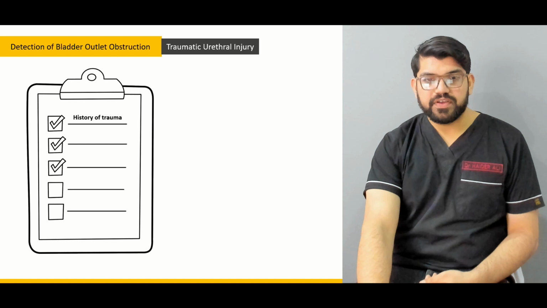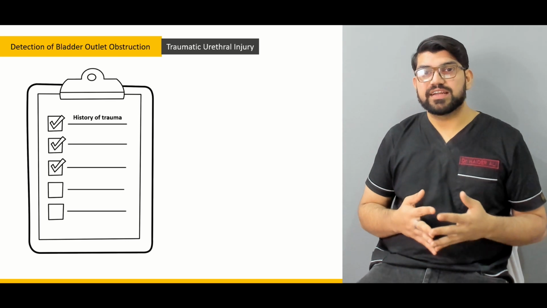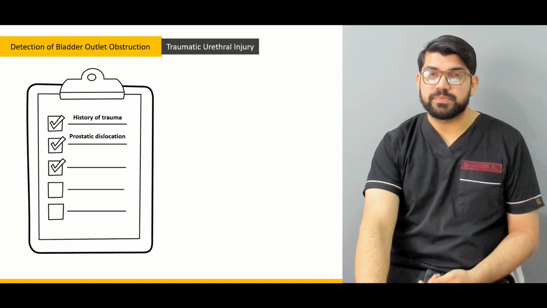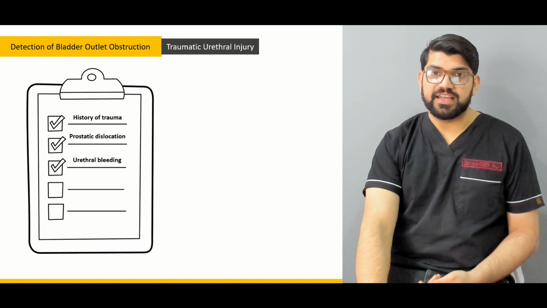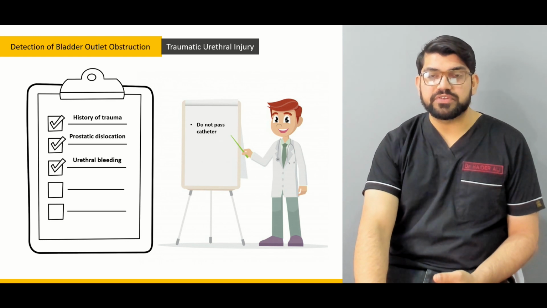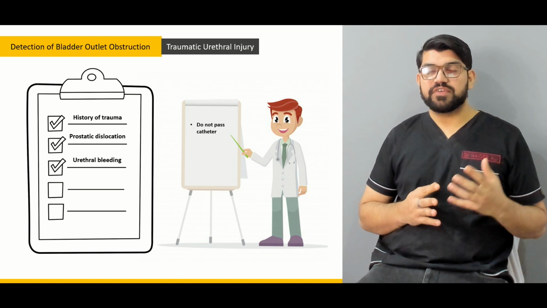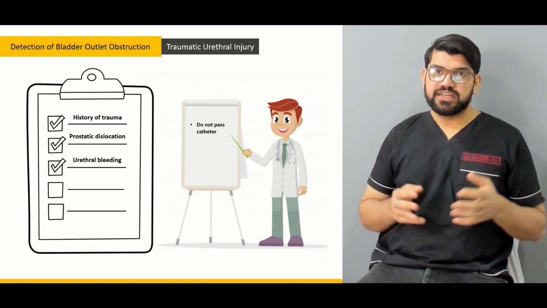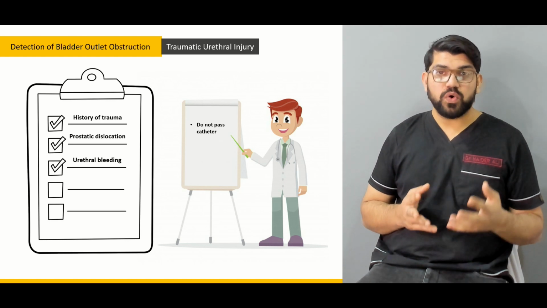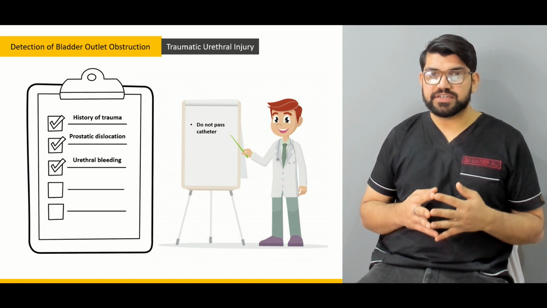Traumatic urethral injuries: a history of trauma, road traffic accident, a fight, or any trauma that can cause urethral injuries. Prostatic dislocation can cause bladder outlet obstruction, and urethral bleeding is a sign of urethral trauma. The important take-home message in traumatic urethral injury is: do not pass the catheter. Why? Because with urethral injuries, if you pass the Foley's catheter, it could form a false tract and lead to stricture formation, or cause abnormal bleeding in the Foley's catheter and from the site of injury.